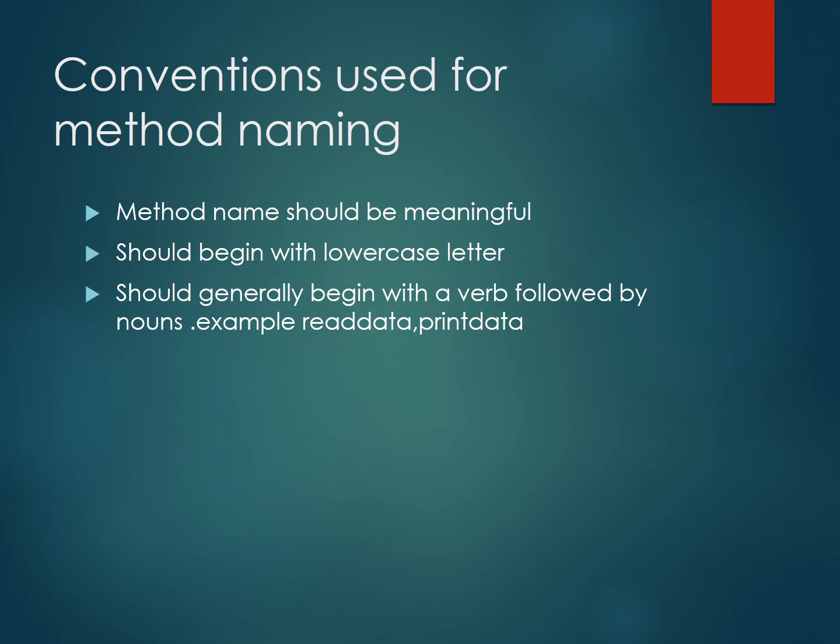Next, it should generally begin with a verb followed by a noun. For example, readData. Here, readData is the name of the method. Read is the verb and data is the noun. Again, printData. Print is the verb and data is the noun. Here it is clearly specifying that the readData method is used to read the values and the printData method is used to print the values. Thus, these naming conventions make the program easy to understand by a third party or a naive user.